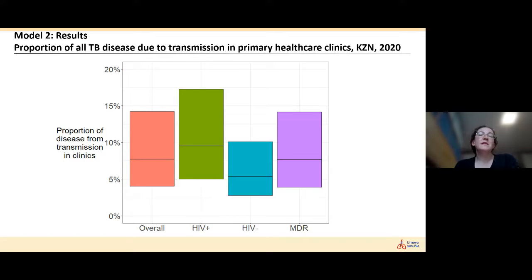Firstly, the results for the proportion of disease that resulted from transmission in clinics in 2019. Overall, we estimate that 4 to 14% of disease comes from transmission in clinics. The proportion is slightly higher in HIV positive people at up to 20% and lower in HIV negative people.